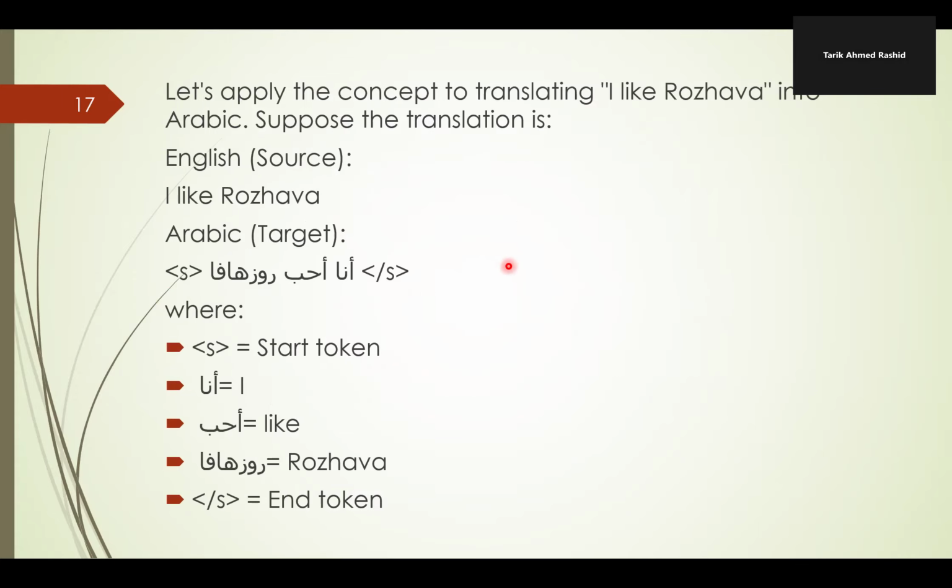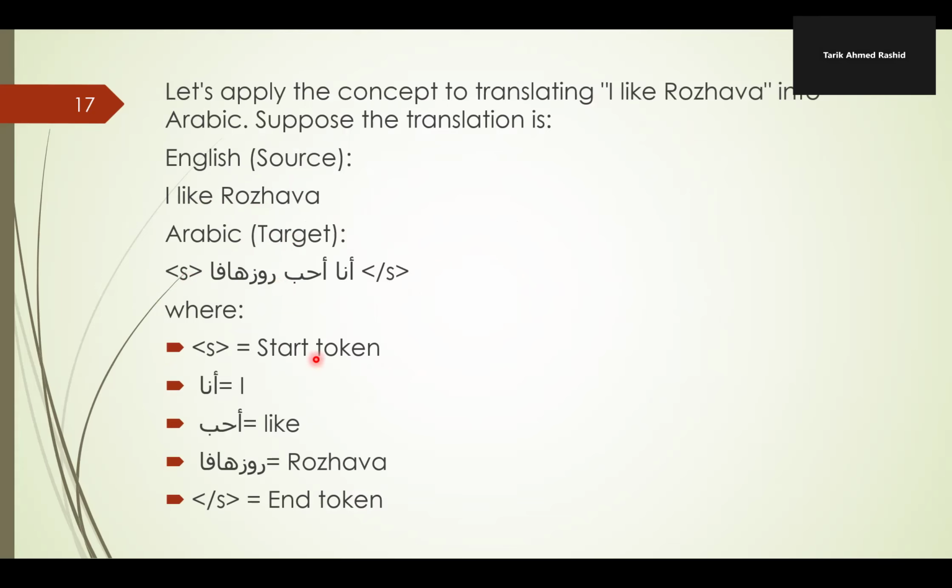For example, I like Rojava, and we try to translate it into Arabic. So here, the source that we have, "I like Rojava", will go into the encoder. The Arabic target goes inside the decoder. So it is start token, أنا أحب Rojava, and end token.